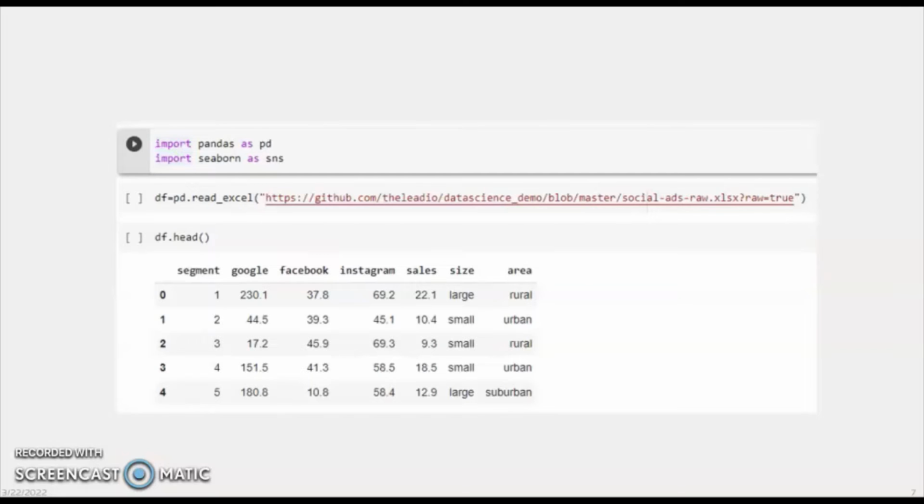Firstly, we import pandas and seaborn. Then you read the file, followed by listing the structure of the file. As we can see, we have three social ads advertising spending via Google, Facebook, and Instagram. The resulting sales, the size categorized as large or small, and the area categorized as rural, suburban, and urban.